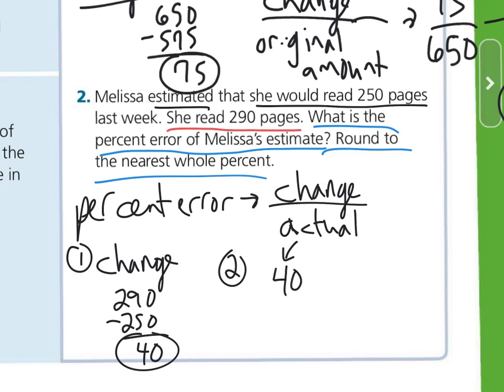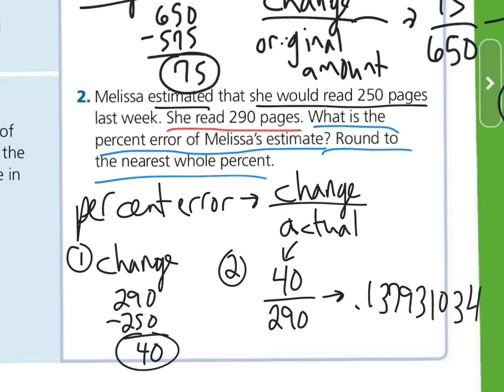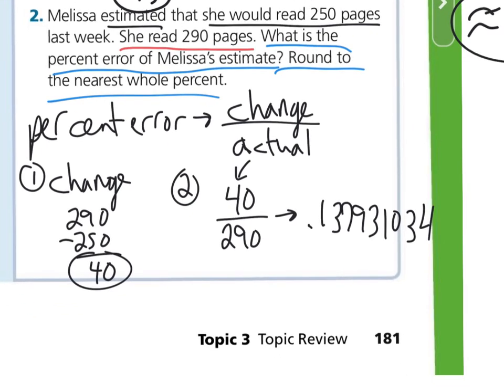So 40 is our change. She actually read 290 pages, so that would be our actual number. We need to divide that out. So that comes out to 0.137931034. At this point, we're just going to move our decimal and then round this off. So move your decimal over 2 spots. So we're about 13.79%, and that's closer to 14%.